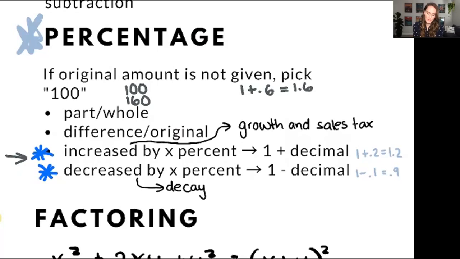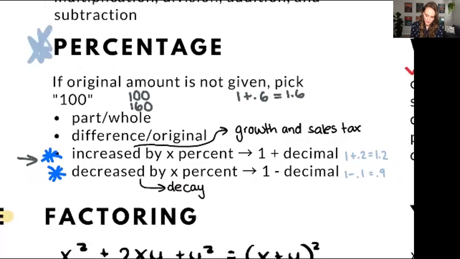For percentage problems, percent is just the part over the whole or the difference over the original. If they say that it increased by X percent, as I just did here, we're going to add that percent as a decimal to the number 1. And if they say decreased by X percent, we're going to subtract that percent expressed as a decimal from 1. Note that increased can also be growth or sales tax, and decreased can be decay.